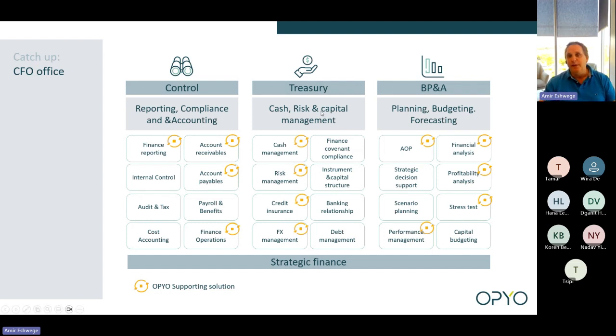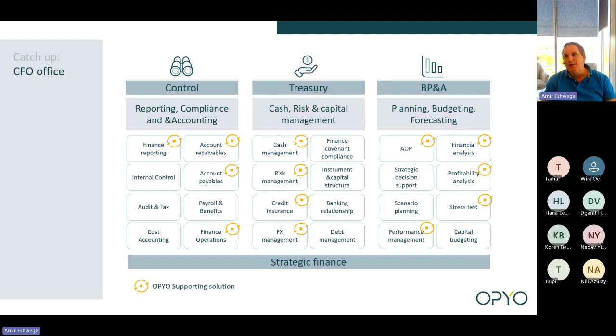The second area is the treasury, where we have the main focus on the cash management, the risk management, credit insurance, and we also touch the currencies to identify cases of hedging, natural hedging, etc., all kinds of needs which are required in a corporate treasury.